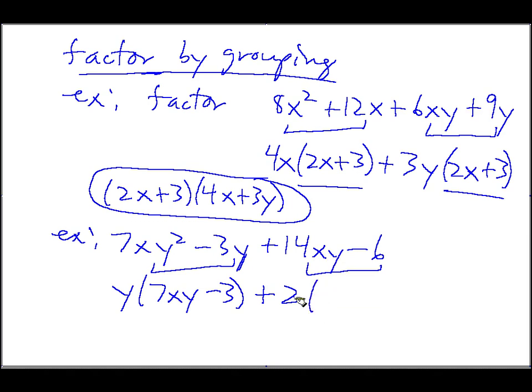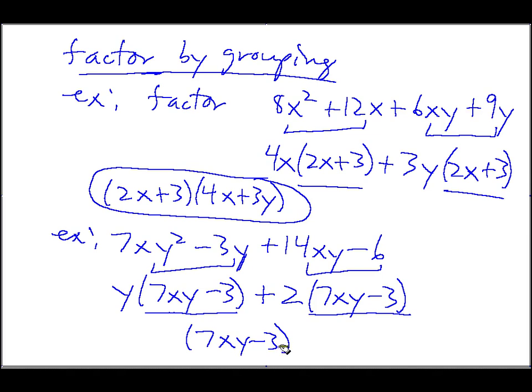Right. So 2 times what? 2 times 7xy, because 2 times 7xy is 14xy, and 2 times negative 3 will give me negative 6, all right? And look, again, I have 7xy minus 3 as the GCF here in both of these expressions. So my final answer is going to be 7xy minus 3 times what? y plus 2.